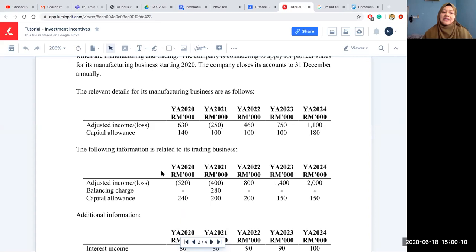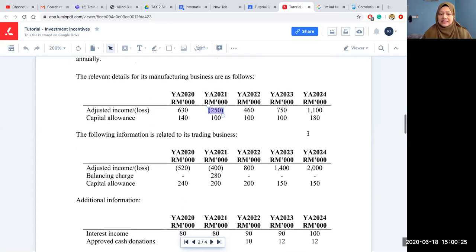information. You have adjusted income from the manufacturing. You know that this manufacturing business is the one that you are applying for pioneer status. So you have adjusted income, but here you have adjusted loss. And then you have capital allowance given for each year of assessment.